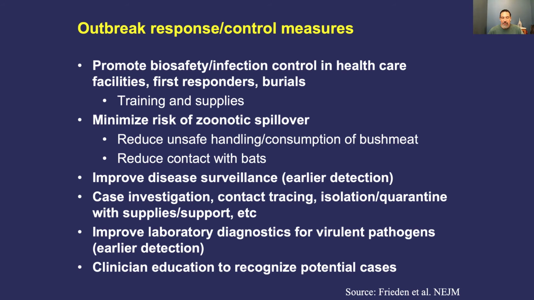Improving disease surveillance so that you can detect outbreaks earlier before they can begin to get a foothold in populations. And then rapid case investigation with contact tracing, isolation, and quarantine, and providing the supplies and support needed to effectively execute those activities. And better laboratory diagnostics can also be really valuable to help with earlier detection of outbreaks. And finally, clinician education to recognize potential cases so that they also don't go undiagnosed.